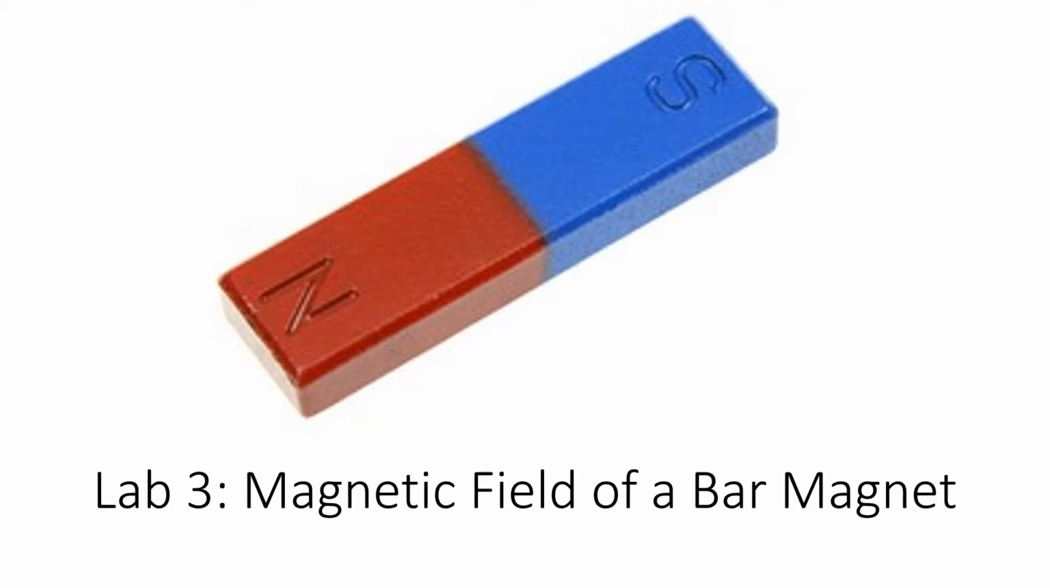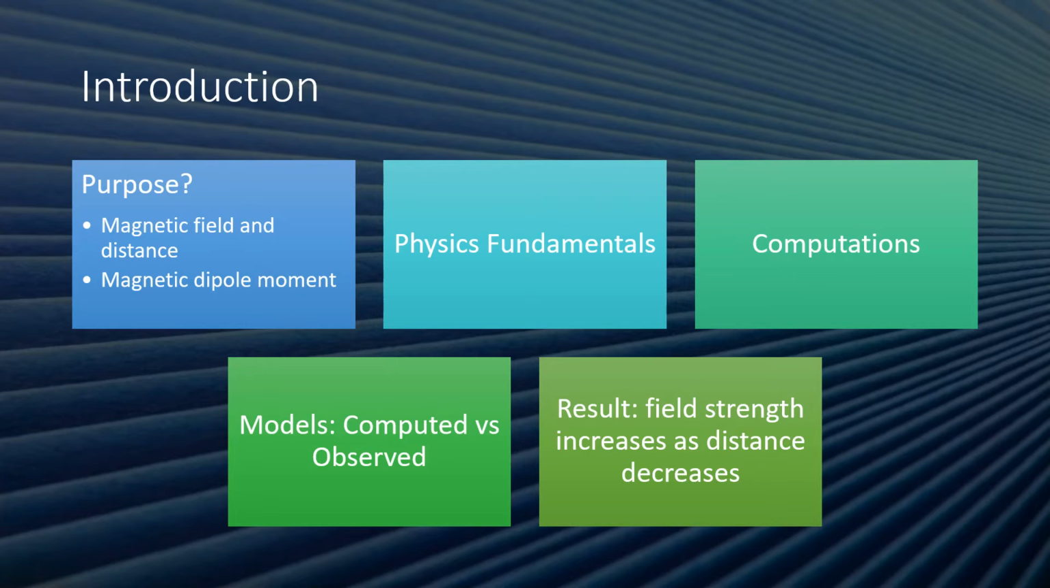This is going to be Lab 3: Magnetic Field of a Bar Magnet. The purpose of this lab is to explore the relation between magnetic field and distance, both on and off axis. We'll compare the distance that we got from the measurements to the one that we can get from VPython using GlowScript. And we'll also model the magnetic field of a dipole and find the dipole moment using experimental data.